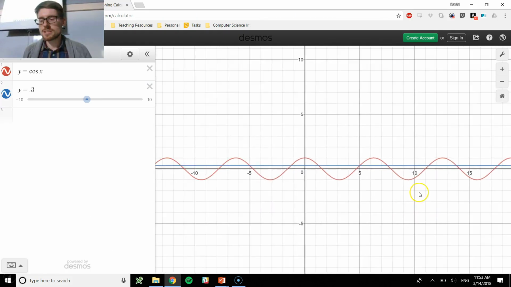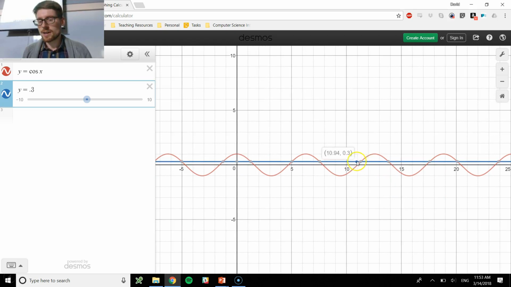And we zoom out, and we see, look, it goes on forever. And so each one of these other solutions is just another multiple of 2 pi later. Okay? So these two generate all of the other ones.